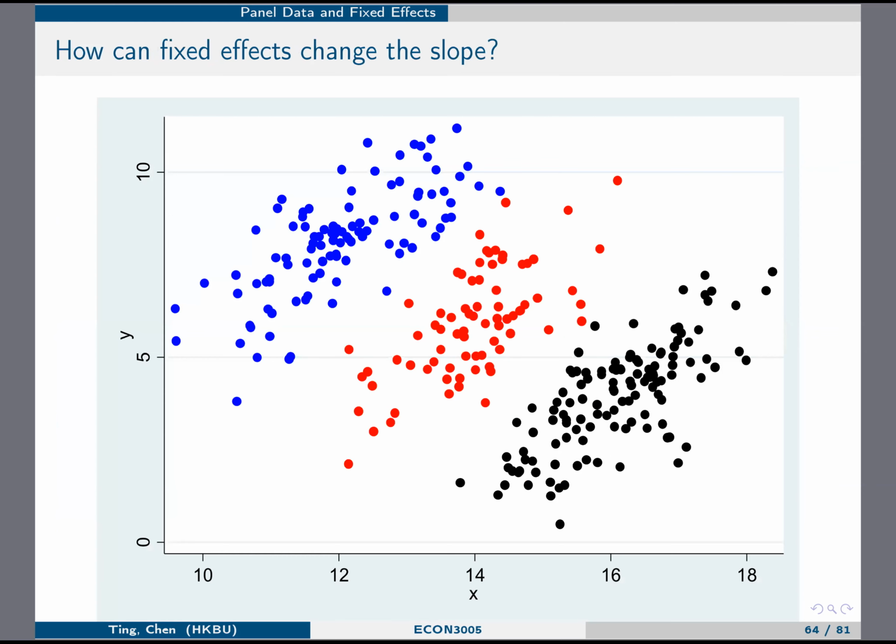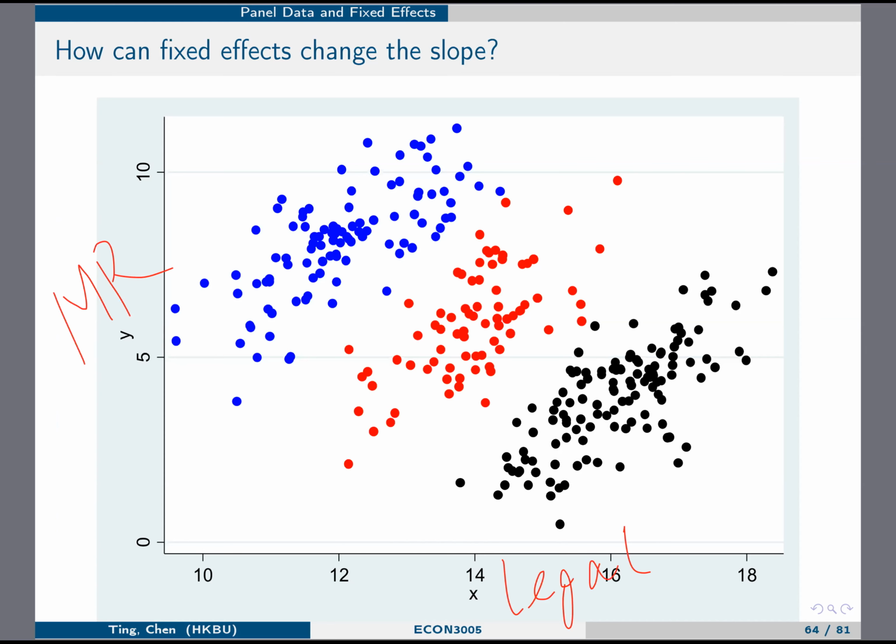So exactly how can the fixed effect change the slope? Think about that. And we can use this graph to show you visually. Suppose x is the proportion of legal drinking age youngsters, and y is the mortality rate. This is all the data we have for each of the states over different years.